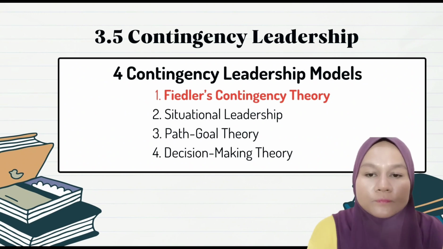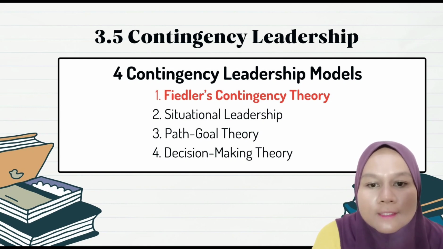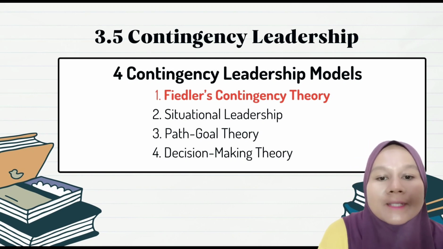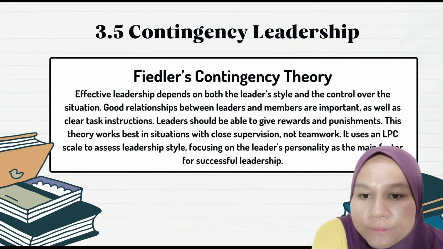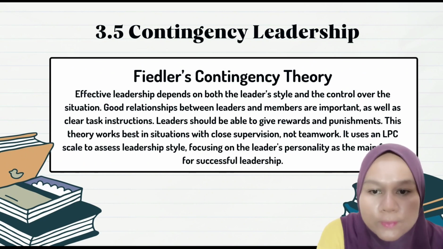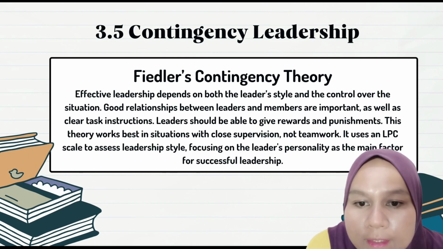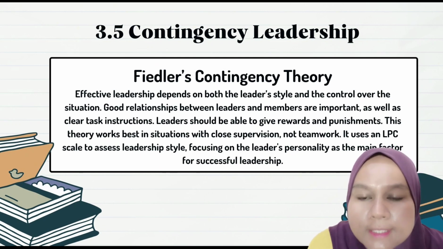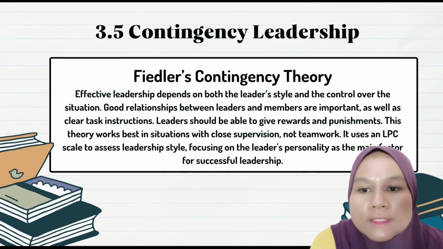Okay, there are 4 contingency leadership models. Number 1, Fiedler's contingency theory, situational leadership, path-goal theory, and the decision-making theory. Okay, now look at Fiedler's contingency theory. What is Fiedler's contingency theory? Fiedler's contingency theory is that effective leadership depends on both the leader's style and the control over the situation.